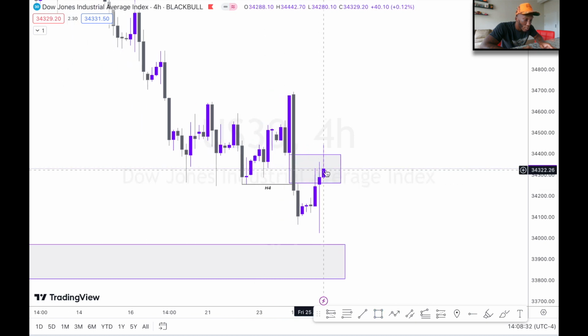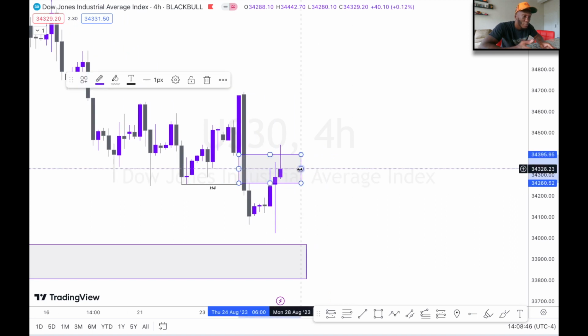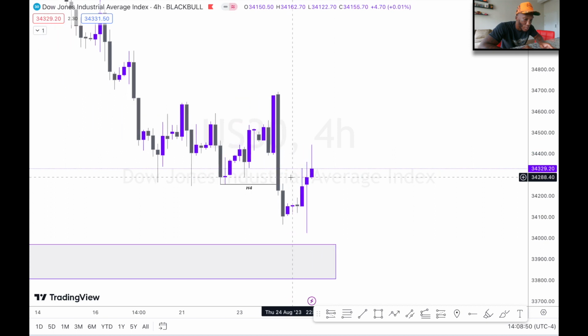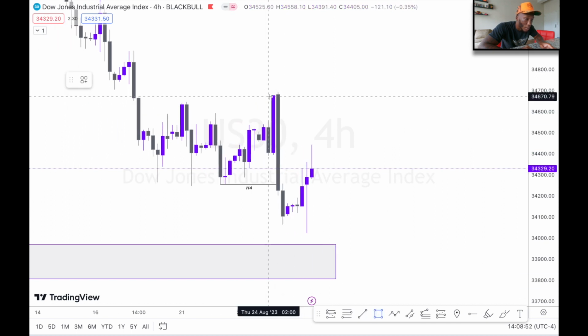So now price could react from here. Price could react from here and then come down here, or blow past this, come up here, and then come down here. But my overall bias is bearish on US 30. So I don't trade imbalances, but if you do, there's an imbalance right there that you could possibly trade from. But I trade zones. I don't trade imbalances.